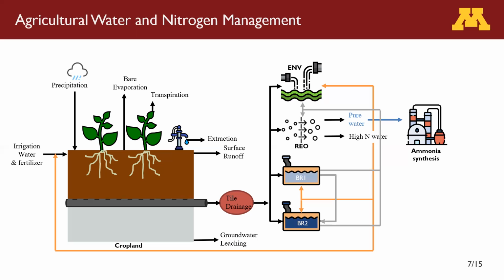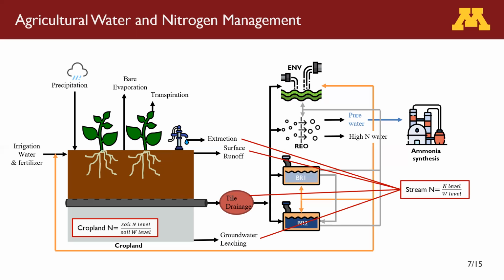Note here, the nitrogen level in the soil is not a fixed value. It's a fraction of the soil N level to the soil water level. Due to the high solubility of the nitrate in the water, extraction, runoff, tile drainage, and leaching water contain the nitrate. And the N level of these streams depends on the N level in the soil. Therefore, the N level of these streams actually brings nonlinear constraints to our system.